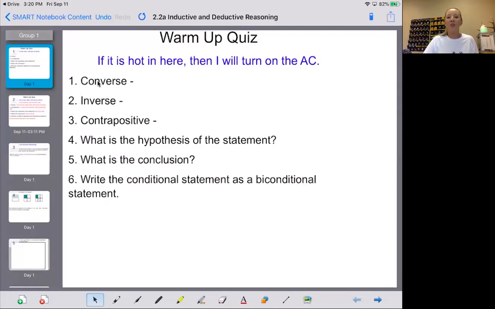And so what I'd actually like for you to do to start off is complete this warm-up quiz. So if you have not already done that, go ahead and do that now. You can pause the video and come back once you have that completed. And then once you hit play on the video, I will have the answers for you so you can check and see if you have them done correctly.